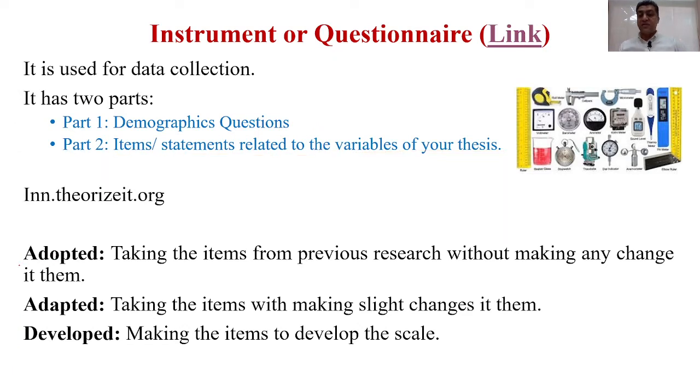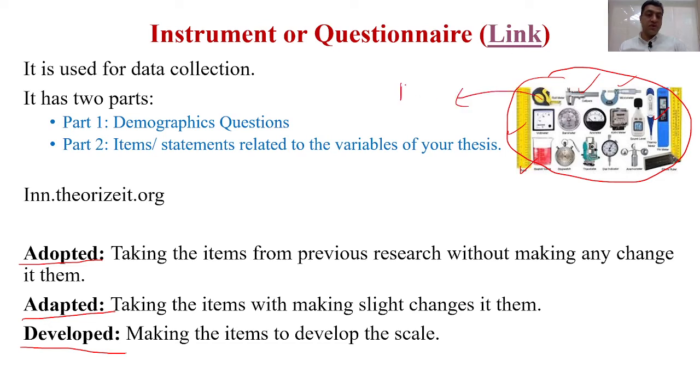Now, what is the difference between the adopted, adapted and developed questionnaire? Simply, we usually take these instruments or these items for the questionnaire from some previous researchers. For example, for basic sciences, we use these kind of instruments to measure, let's say, temperature, to measure length, to measure small lengths, and to measure other things. So these are the instruments which have already been developed by other people. What you do is you just borrow them and use them for your data collection.